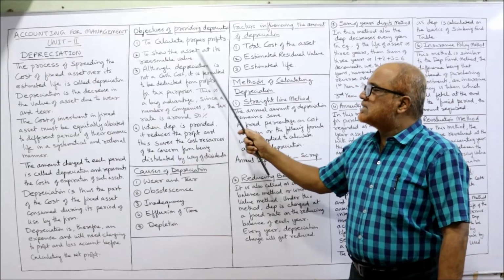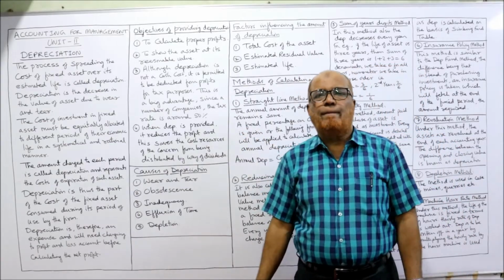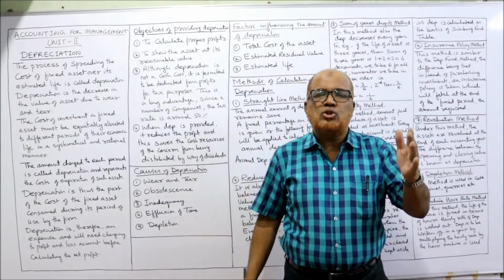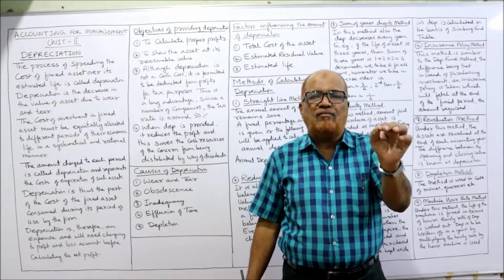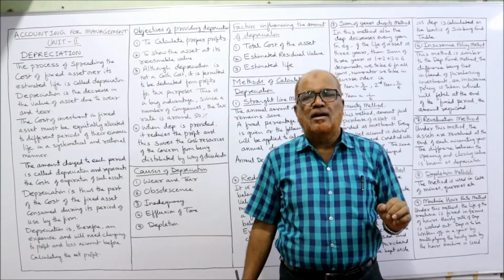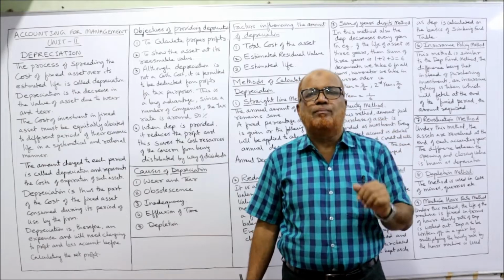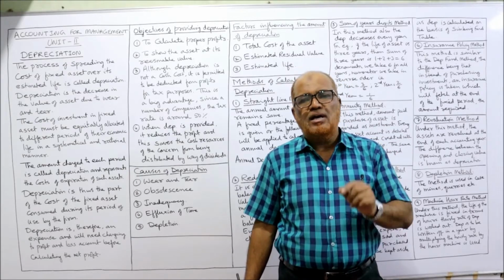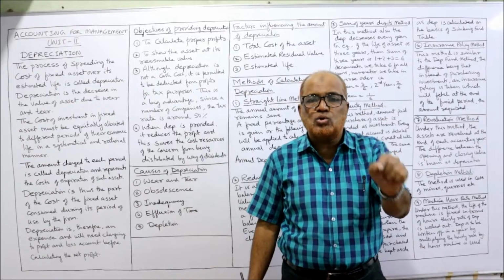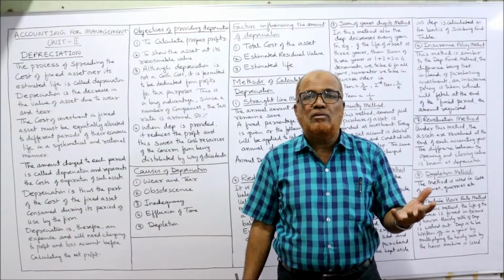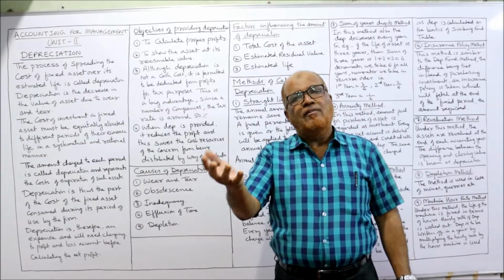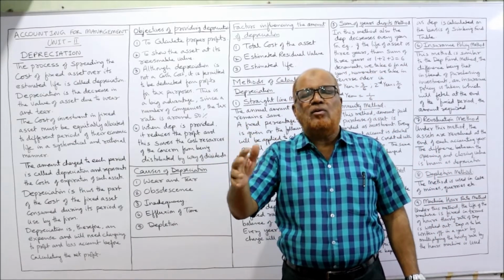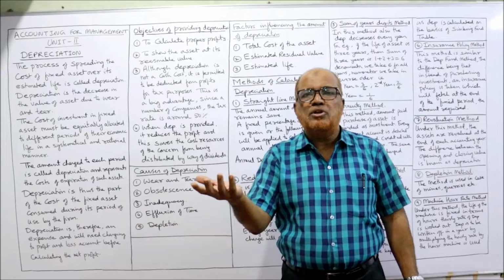Then, to show the asset at its reasonable value. All the assets will be shown in the balance sheet. The balance sheet should show the true and fair view of the business. The correct financial position should be shown by the balance sheet. Assets should be recorded at their true value, not the original value. For example, we have purchased the asset for rupees 1 lakh. Every year we are using the asset, but its value is not depreciated.